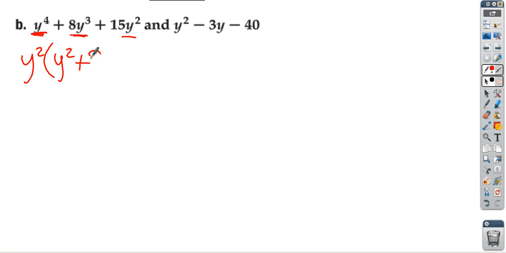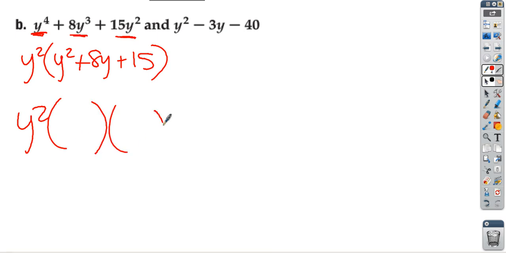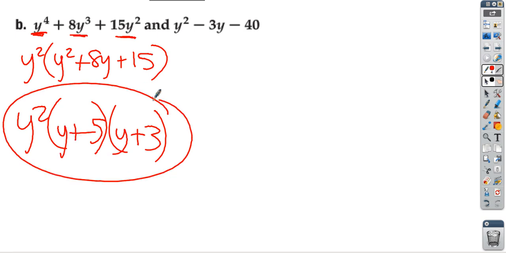Pull it out from this, you get 8y. Pull it out from this, you get 15. So we can keep factoring that. What number is multiplied to 15 and add to 8? That's 5 times 3 and 5 plus 3. So this is the factored version of that left side.